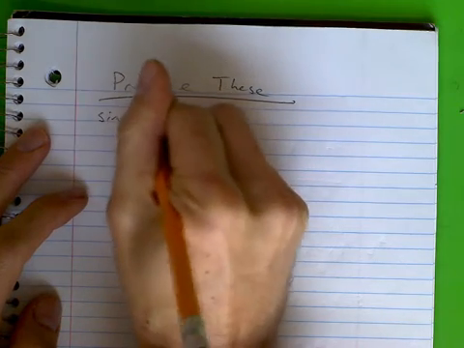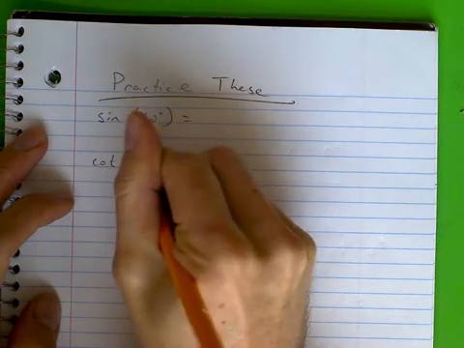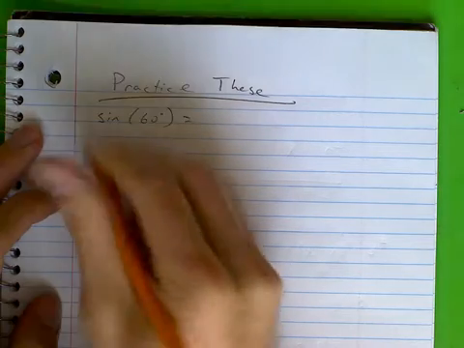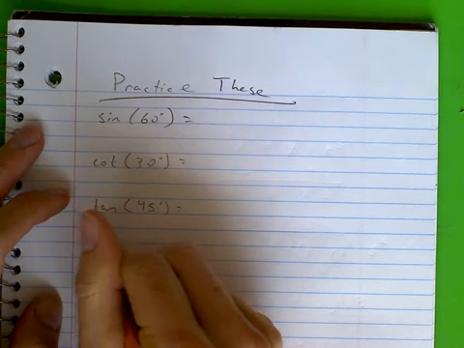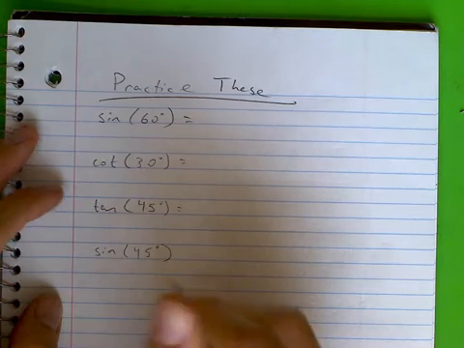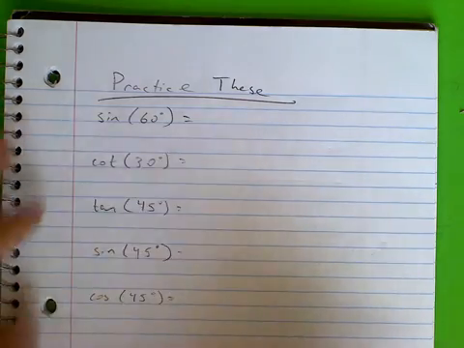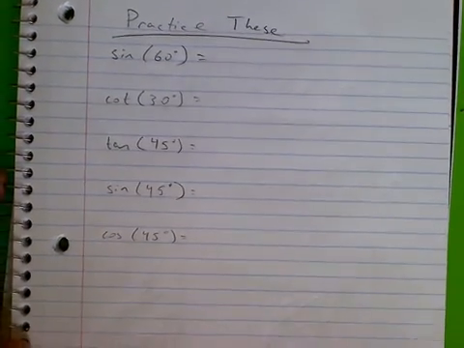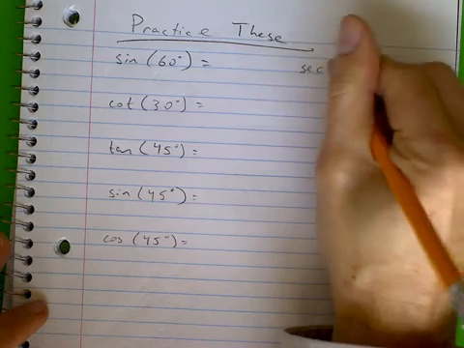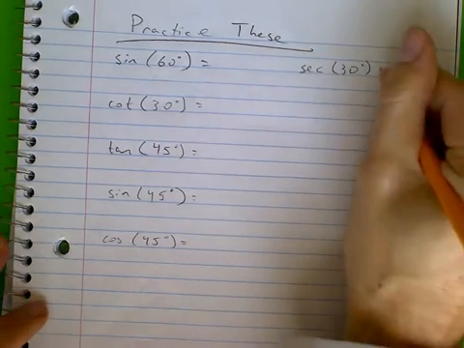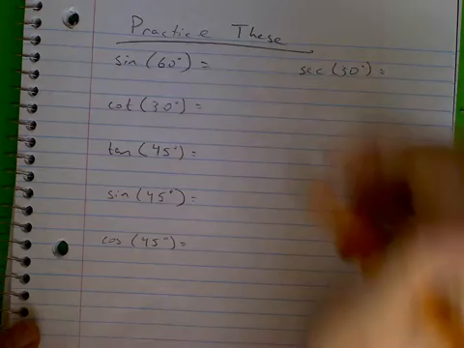So I'll ask you questions like this. These are really easy problems to make up. I just have to pick one of those special angles, and then pick one of the 6 trig ratios. So I'll make some more up.